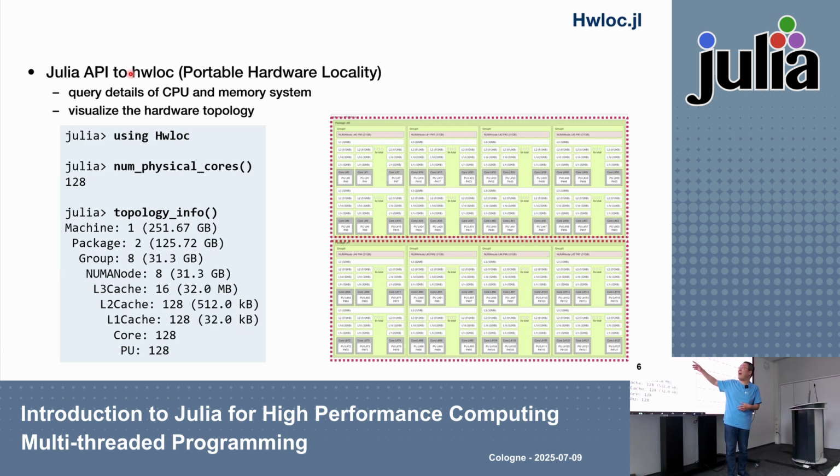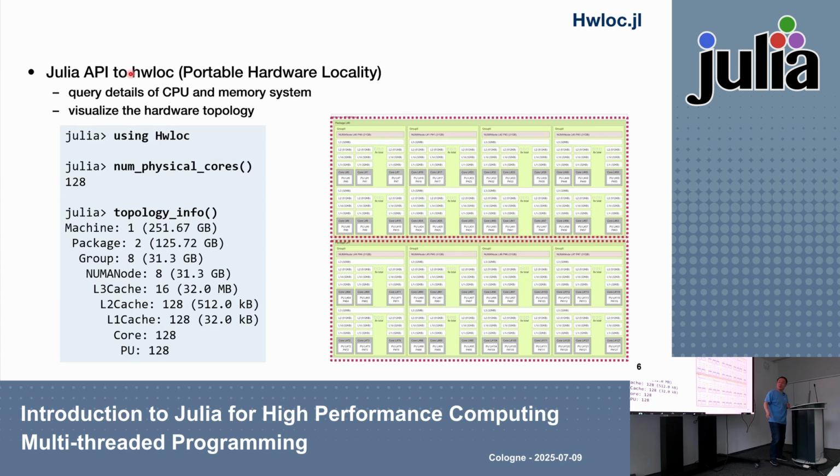To use this package is very easy, like we started in the beginning of the course, just using Hwloc. And then if you want to know how many CPU cores there are for the current compute node, you just run number of physical cores. You will see it's 128 because this is one compute node in Noctua 2. So that is why it's 128.